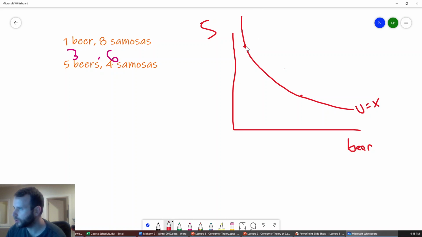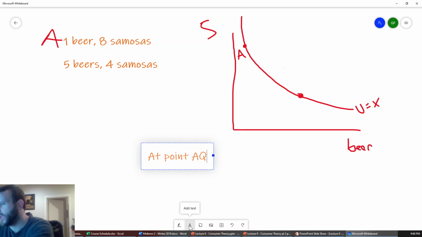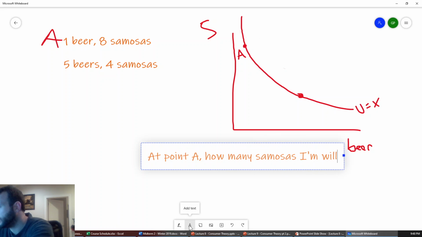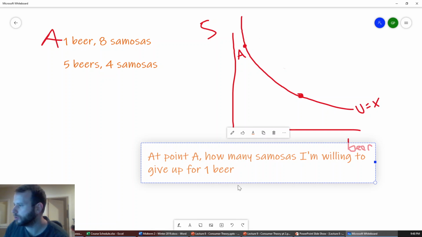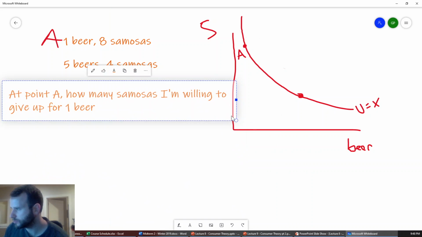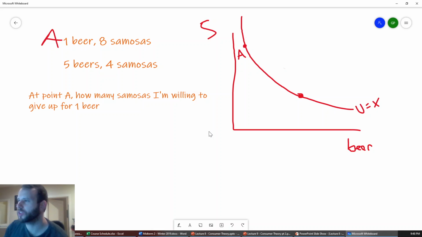So let's call this point A. If I'm at A, and you asked me at point A how many samosas I'm willing to give up for 1 beer. What do you think? Would it be a lot of samosas, a little bit of samosas?